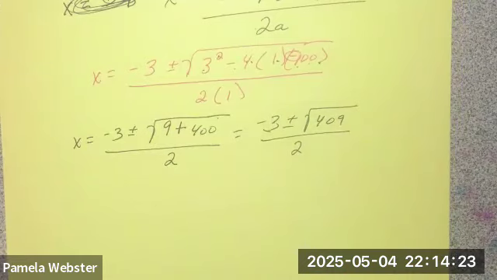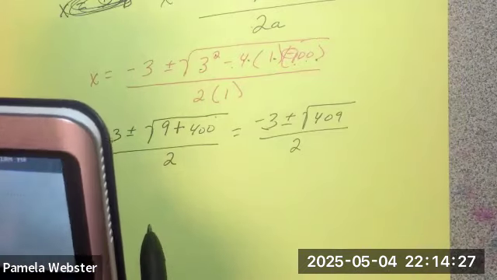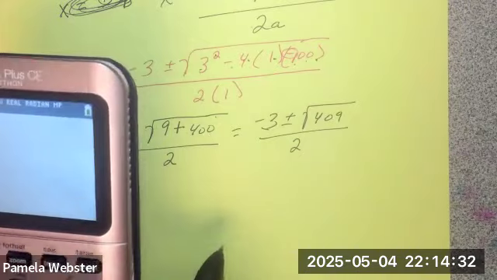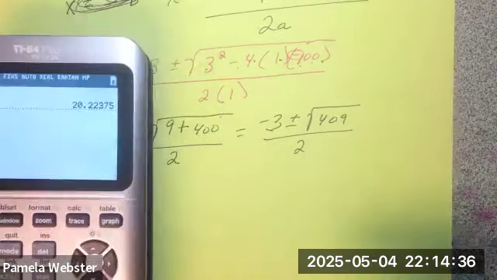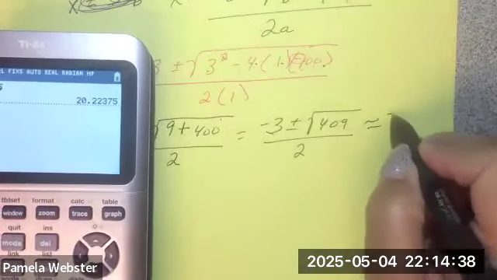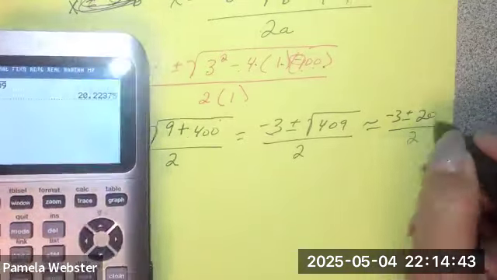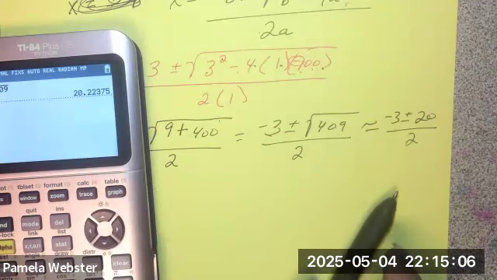All right, so I need to do some estimating. I need to know what the square root of 409 is. Square root of 409 is about, let's call it about 20. Negative 3 plus or minus 20 over 2. I'm so sorry. I had a tickle in my throat.